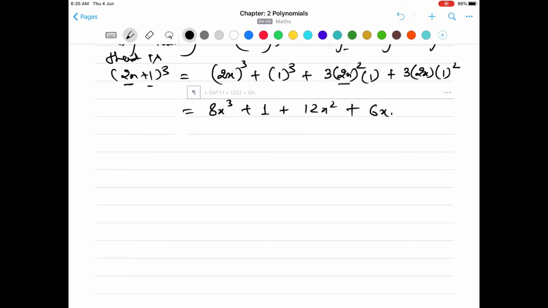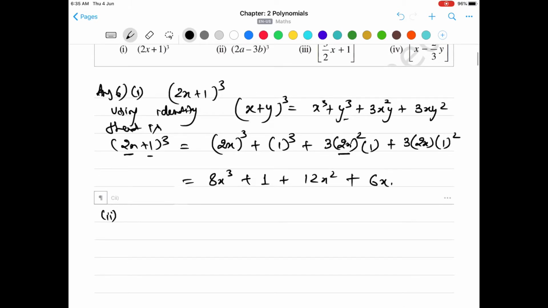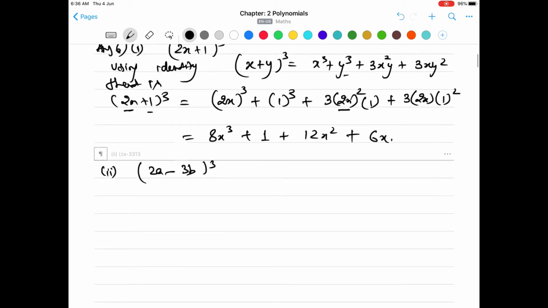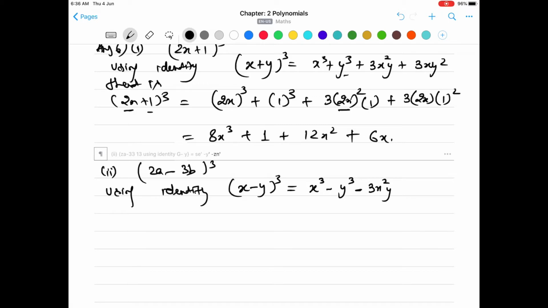The second part of this question is (2a - 3b) cube. Again we'll do the same thing, this time using a different identity. This time we'll use (x - y) whole cube, which is equal to x cube minus y cube, then minus 3x square y and plus 3xy square. This is identity number 7: x cube minus y cube, then minus 3x square y, then plus 3xy square.